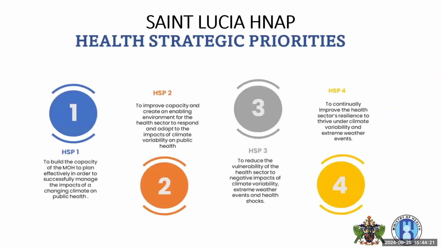So for our health strategic priorities, we have 4, which are listed above: to build the capacity of the MOH in terms of governance, looking at an enabling environment for the health sector to respond and adapt to impacts of climate variability on public health; to reduce the vulnerability of the health sector to negative impacts of climate variability, extreme weather events, and health shocks; and to continually improve the health sector's resilience to thrive under climate variability and extreme weather events.